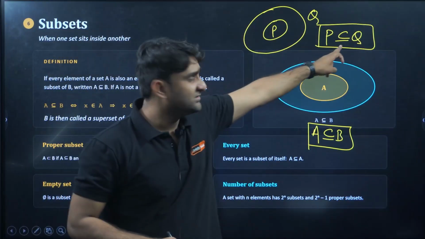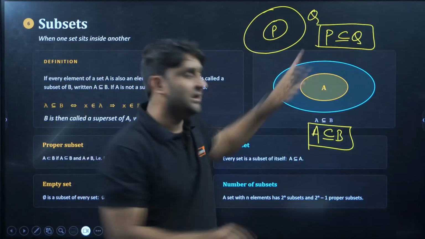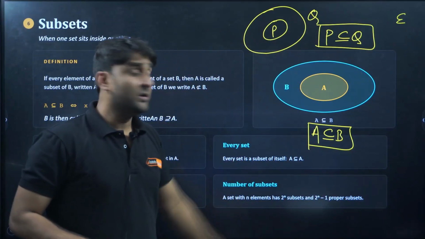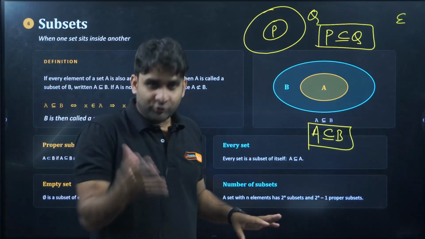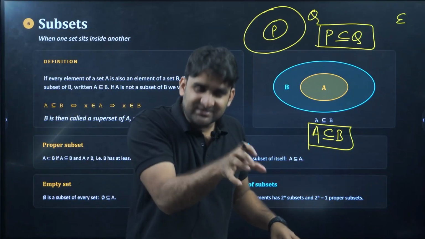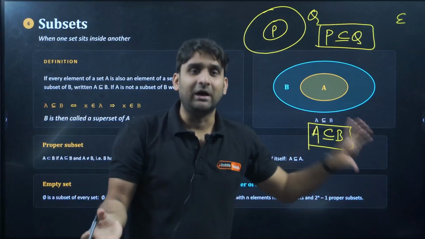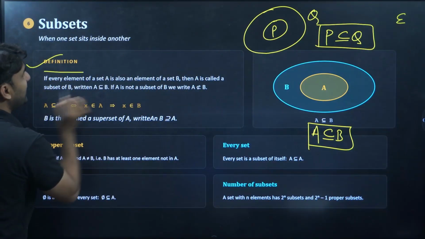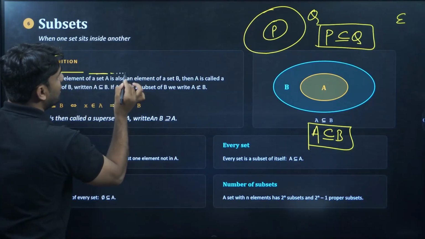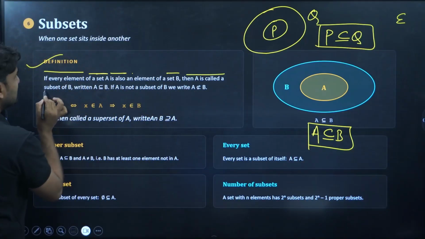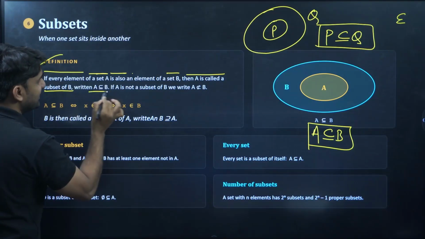This represents the subset, guys. This is not ∈. ∈ means belongs to. This is some other notation. So P is a subset of Q. When a set is present in another set, the set which is inside will be a subset of the outside set. Okay, so listen, definition. If every element of a set A is also an element of set B, then A is called a subset of B, and this is the representation.